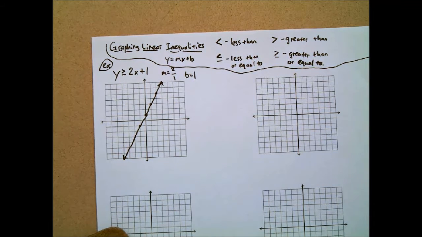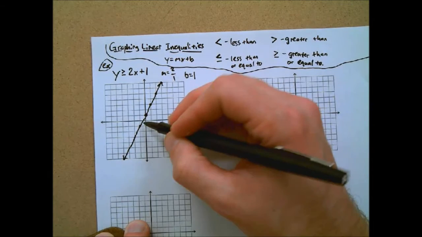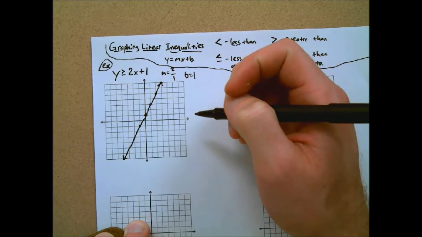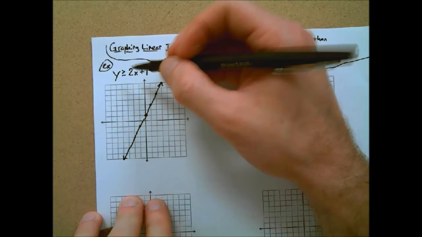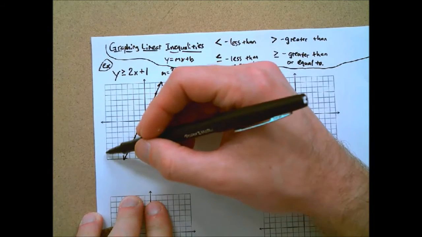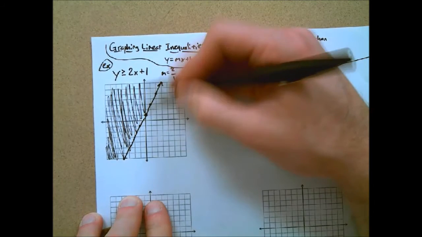So Kendall, if we want to show all the y values that are greater than or equal to 2x plus 1, we're going to not only graph this line, but should we shade above the line or below the line for greater than? Above. Above, yeah. Okay. All of the solutions that we want to show are above this boundary line. So we're going to shade above the line here like this.